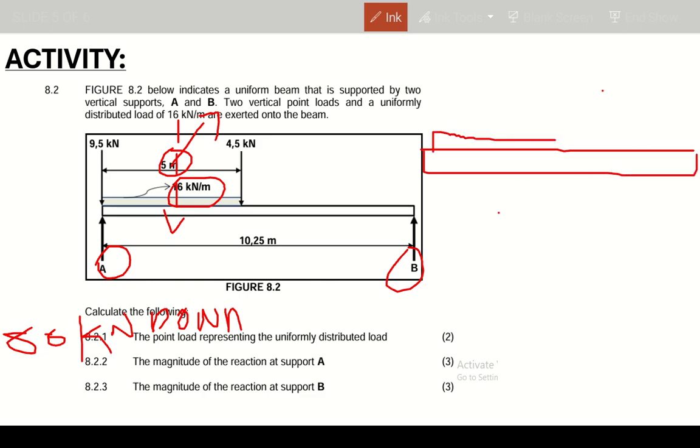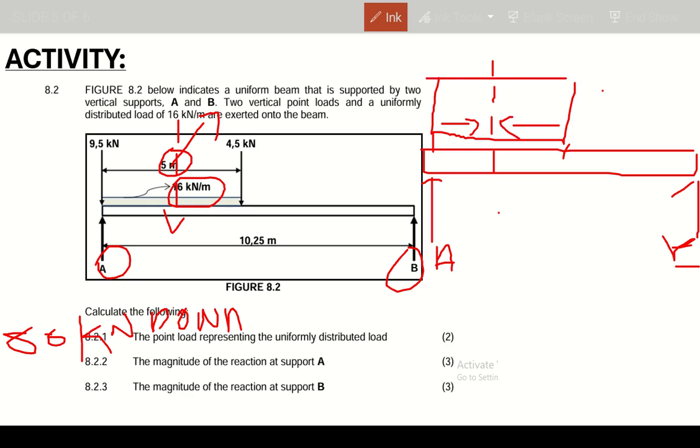And then this one is the UDL, this one is point A, this one is point B. And then the position of the equivalent point will act here. It's acting like this. It's where you find it. So how to calculate it? And remember, the length of the UDL here is what? It's 5 meters.